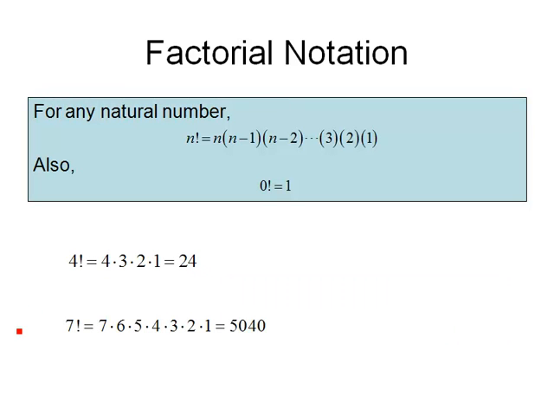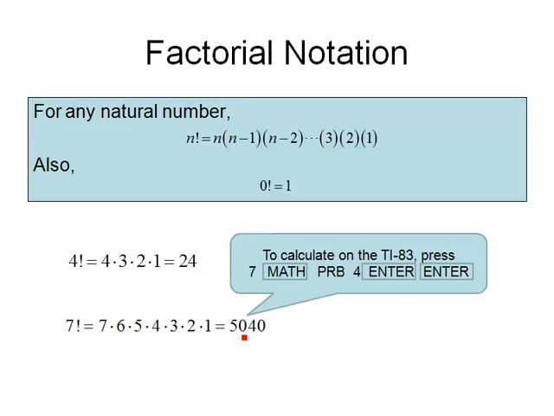If you needed to find 7 factorial, in that case, you would do 7 times 6 times 5 times 4 times 3 times 2 times 1. If you were to multiply those out, you'd get 5040. Or on your calculator, you could go ahead and type 7, then the Math menu, go over to PRB, choose choice 4, which is factorial, press Enter and Enter, and it'll give you that exact same number.